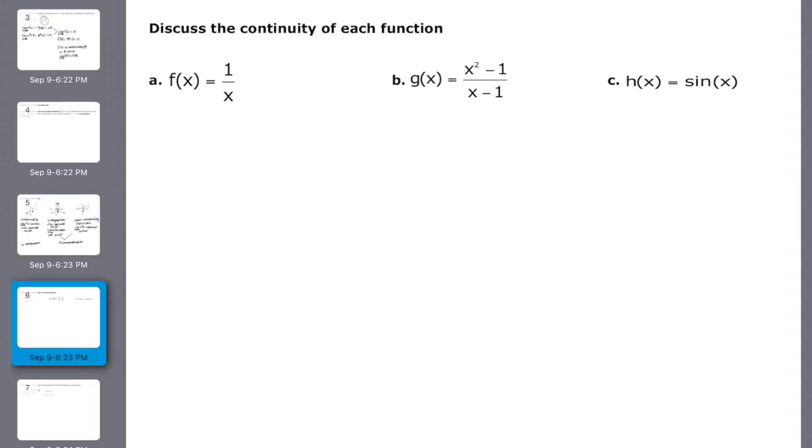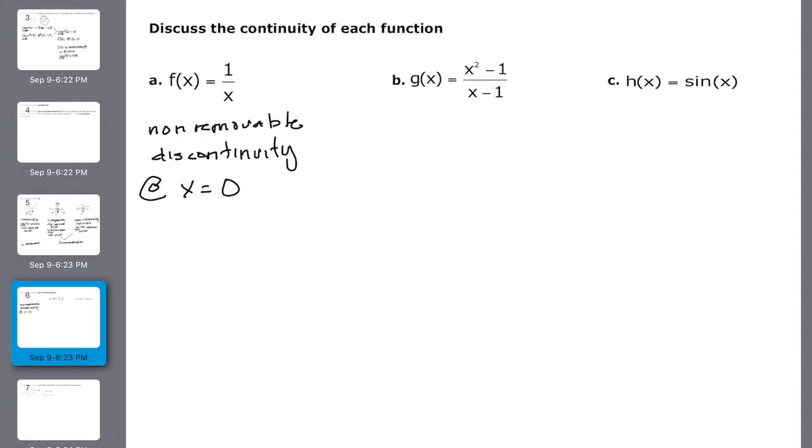So let's look at another example. I want to look at all 3 of these functions and talk about the continuity. If we think about the function of 1 over x, I know that there is a non-removable discontinuity at x is equal to 0, because that's what's going to make it undefined. There's no type of factoring or simplification that is going to remove that x in my denominator.